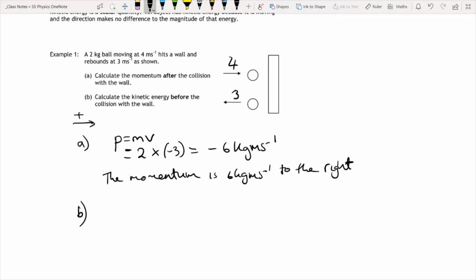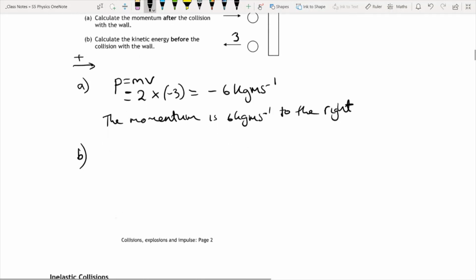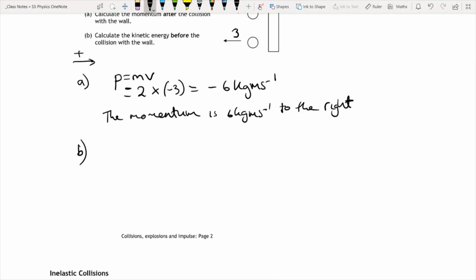And B, I'm sure you guys can do that without my help. So calculate the kinetic energy before the collision with the wall. So half mv squared. So before the collision, traveling at 4 meters per second. So I'll let you guys do that. I will write it on the board while you guys do that.